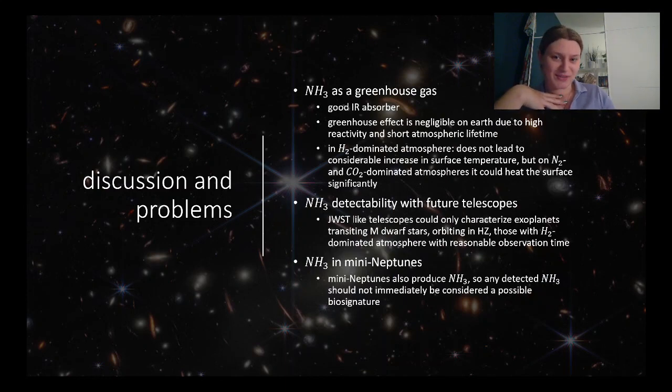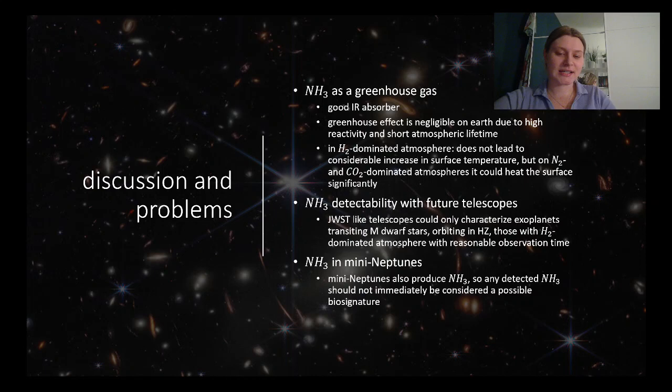I already told you that NH3 is a greenhouse gas, but its greenhouse effect is negligible on Earth because of the higher reactivity and the short atmospheric lifetime. And what I found interesting is that in an H2-dominated atmosphere, NH3 does not lead to a considerable increase in the surface temperature, but in N2- and CO2-dominated atmospheres it could heat the surface significantly.